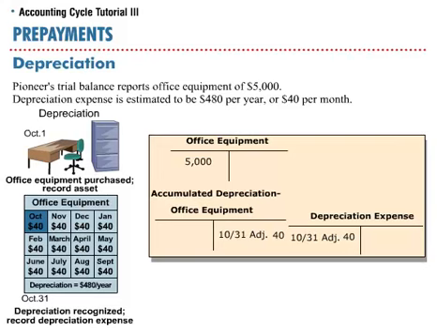Pioneer's trial balance reports office equipment of $5,000. Depreciation expense is estimated to be $480 per year or $40 per month. The journal entry requires a debit to depreciation expense and a credit to accumulated depreciation.